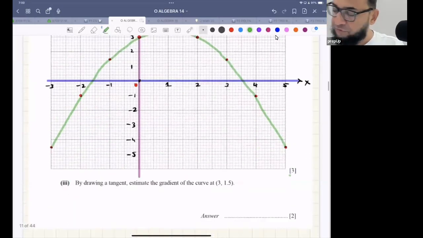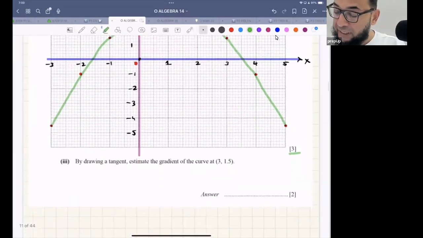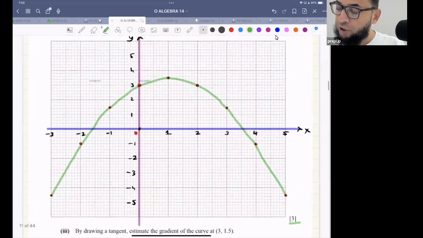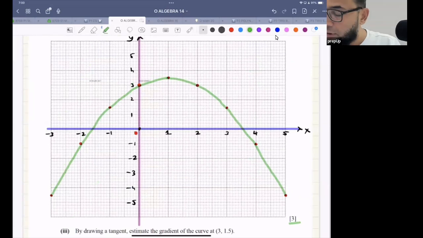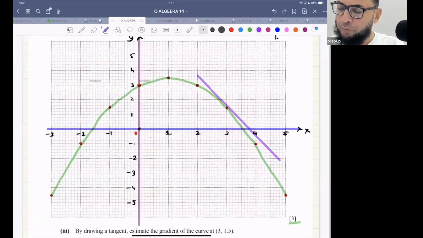So another 3 marks for this thing. By drawing a tangent, estimate the gradient at 3, 1.5. So 3, 1.5, let me draw a tangent. Let me draw something better. No. I think that would do the job.